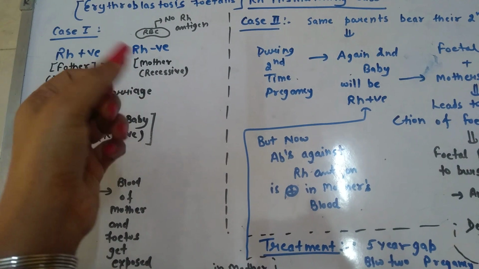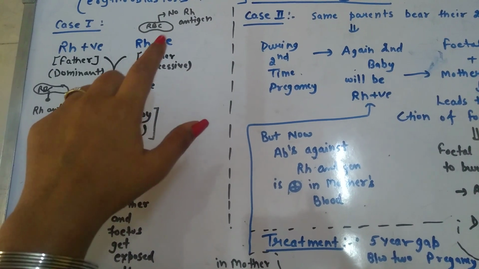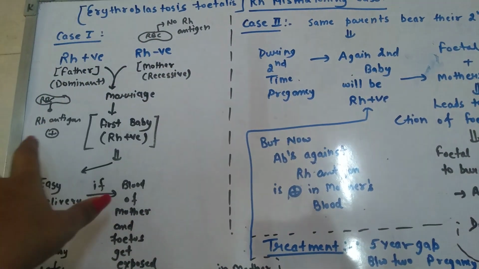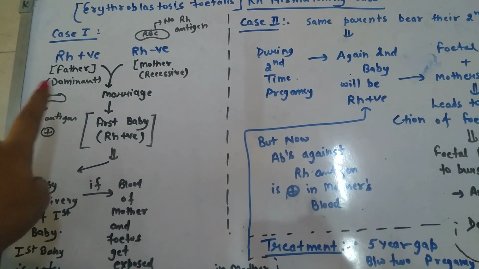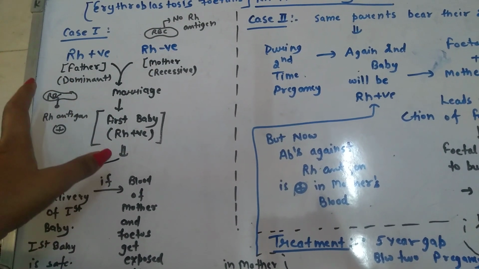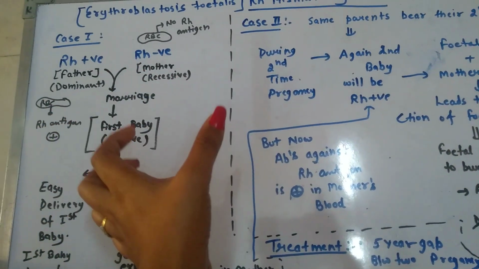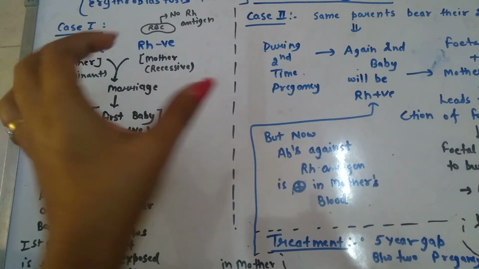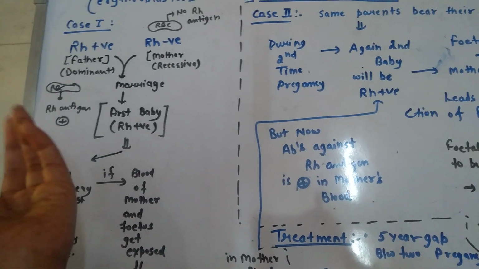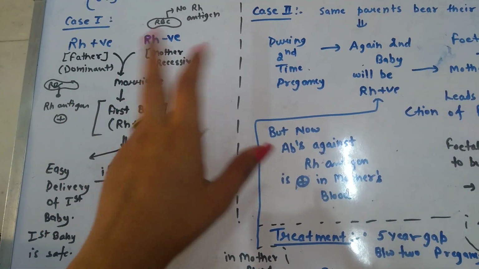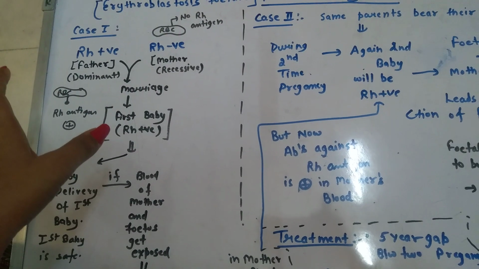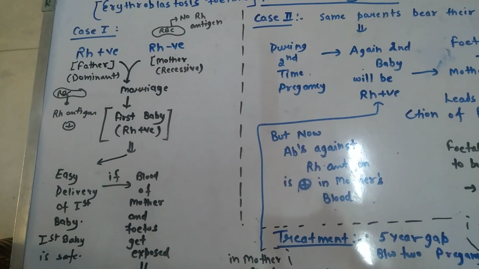RH negative, what does it mean? RH negative means that there is an absence of the RH antigen over the RBC. That is, there is no antigen over the RBC. And what is the meaning of RH positive? That over the RBC there is the presence of an antigen, that is the RH antigen. So it is RH positive. So we consider that the father is RH positive and the mother is RH negative. The father's trait is dominant and the mother's RH negative is recessive, because mostly the positive character is dominant. So this trait will pass on to the next generation, and the next generation will be RH positive, because RH positive is a dominant character.